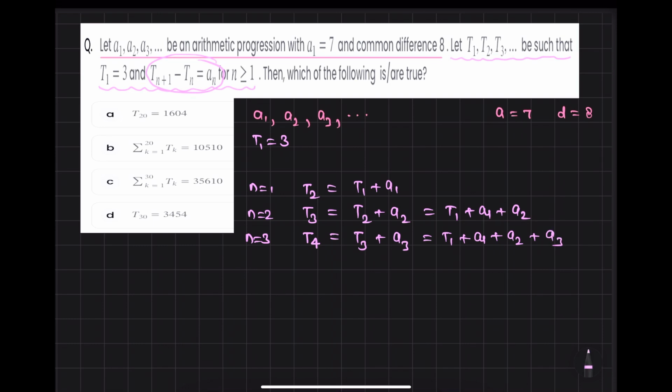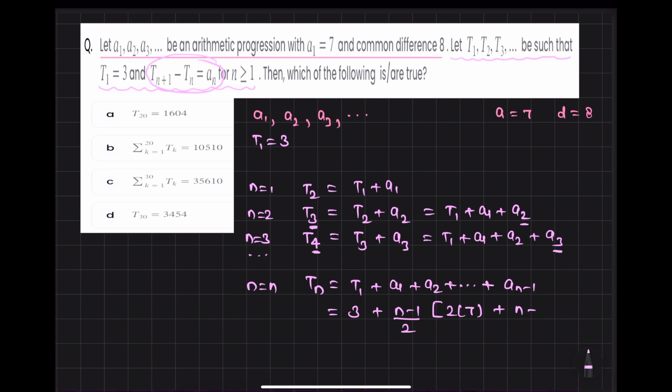Now clearly you can conclude that if it is n, can I write Tn as T1 plus A1 plus A2 plus up to A_(n-1)? If this is 4, this is 3; if this is 3, this is 2; so if this is n, this is n minus 1. And the A's are in AP. So can I replace T1 with 3 and apply the formula for the sum of n terms of an AP: n by 2 into 2a plus (n minus 1)d, where d is 8, correct.